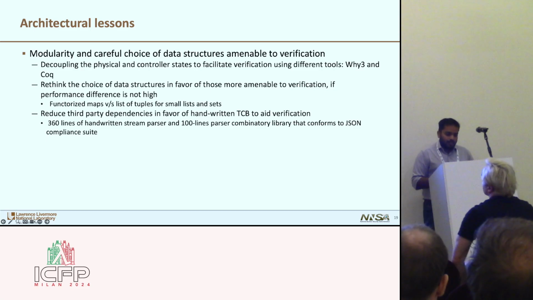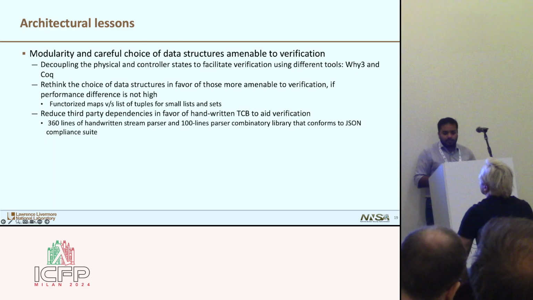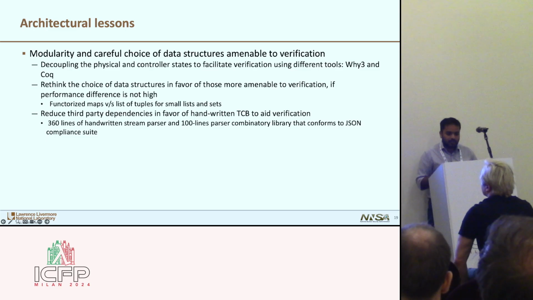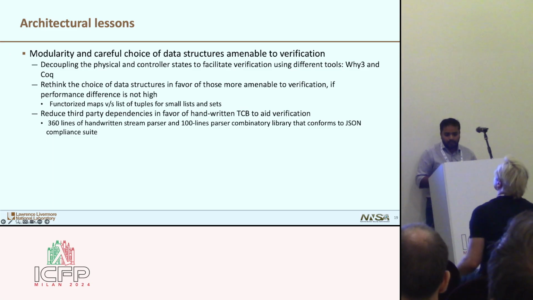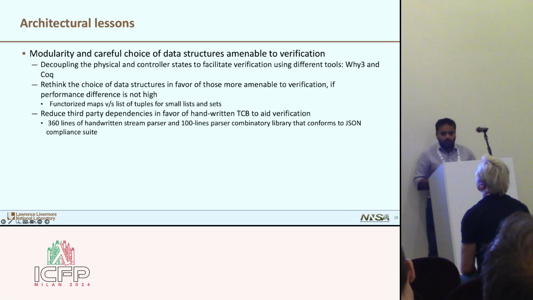The third thing was that we try to reduce as much of the third-party dependency as possible and write as much of the code on our own. To give you numbers, we have about 360 lines of G-code stream parser and 100 lines of parser combinator library, which we eventually want to verify. By reducing the third-party dependency, it allows us to do verification without additional challenges.